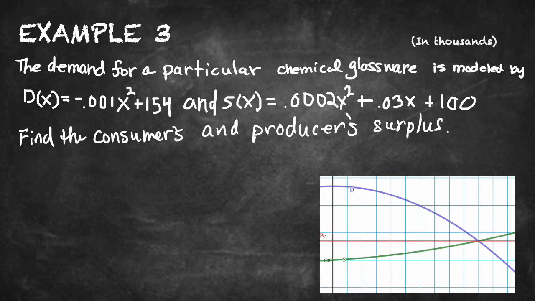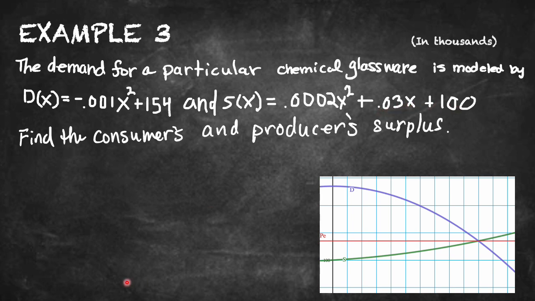In our last example, we are going to, again, find the consumer and the producer surplus. And in this particular example, the x is going to represent glassware, and it's going to be in the thousands. And I added that in up here in the corner. It's going to be in thousands. So we're given the demand function, negative 0.001x squared plus 154. And we're given the supply function, which is 0.0002x squared plus 0.03x plus 100.